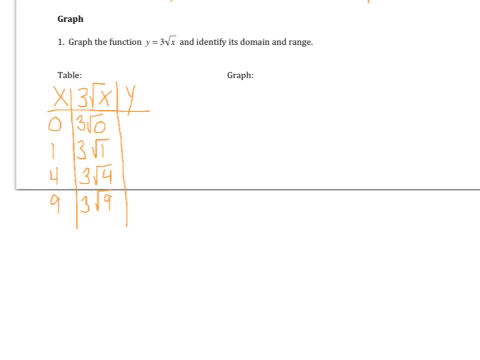So the square root of 0 is 0. 0 times 3 is 0. The square root of 1 is 1. 1 times 3 is 3. The square root of 4 is 2. 2 times 3 is 6. And the square root of 9 is 3. 3 times 3 is 9. Okay, so let's make the graph.